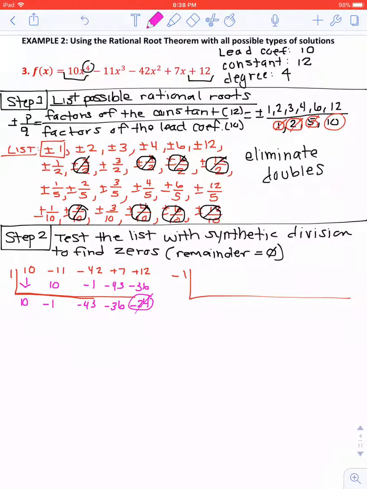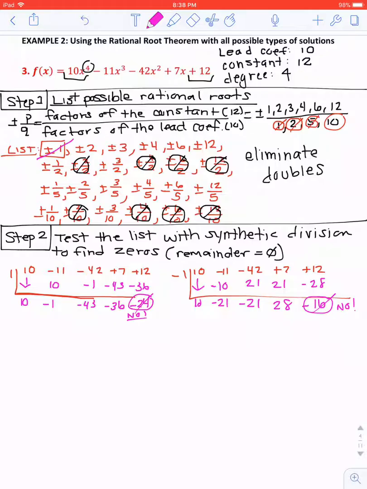So, nope. All right, so we keep moving on. 10, -11, -42, +7, +12. See if -1 will get us there. Bring down that 10, that's -10, that's -21, that's +21, that's -21, that's +21, that's 28, that's -28, which is a bummer, because that's not a 0 either.